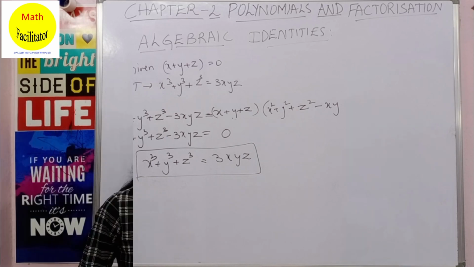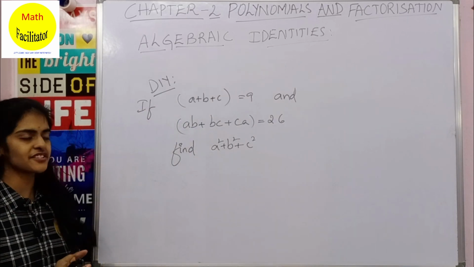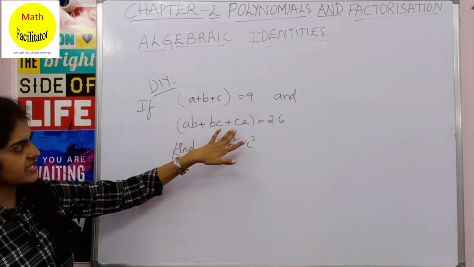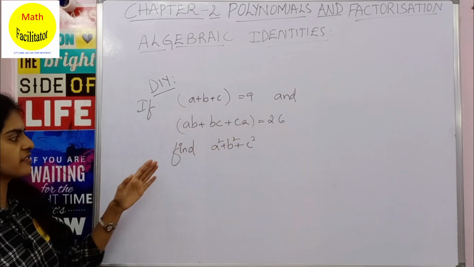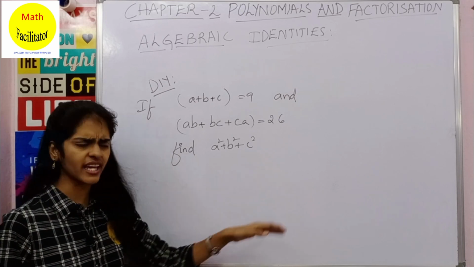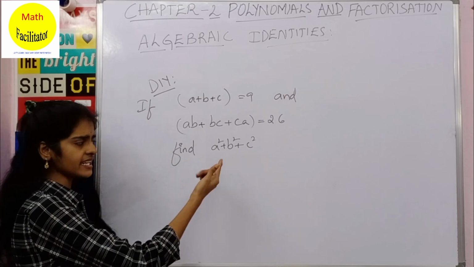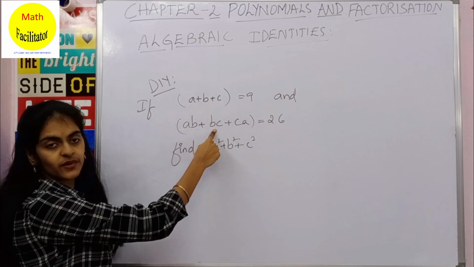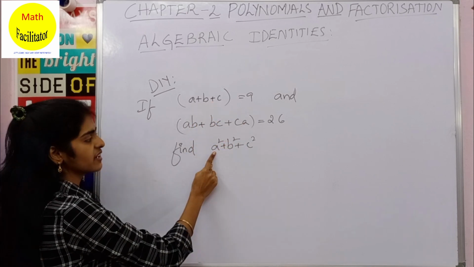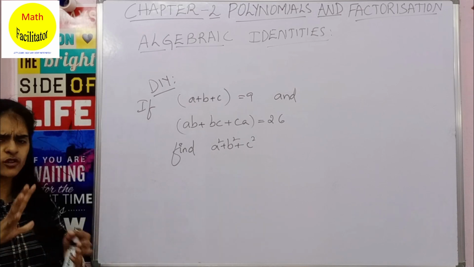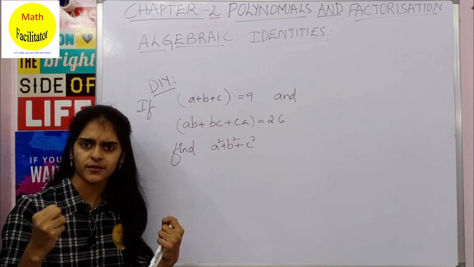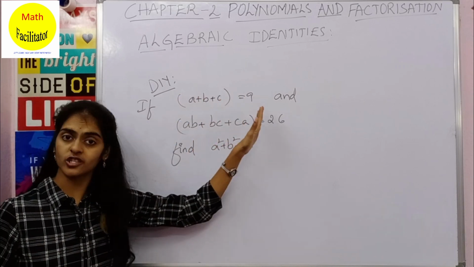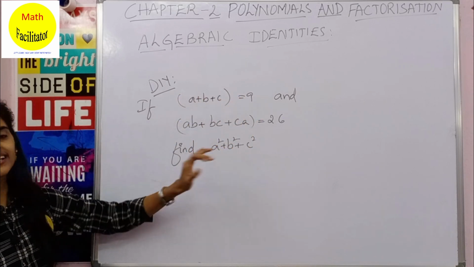Clear? So very simple. Now it's your time to do it yourself. Here a plus b plus c is 9 and ab plus bc plus ca is 26, and you have to find a square plus b square plus c square. By just looking at it, you can see you have x plus y plus z, xy plus yz plus zx, and x square plus y square plus z square. So all these terms are indicating what? You can use the algebraic identity x plus y plus z whole square. Using that identity you will get the answer very easily.